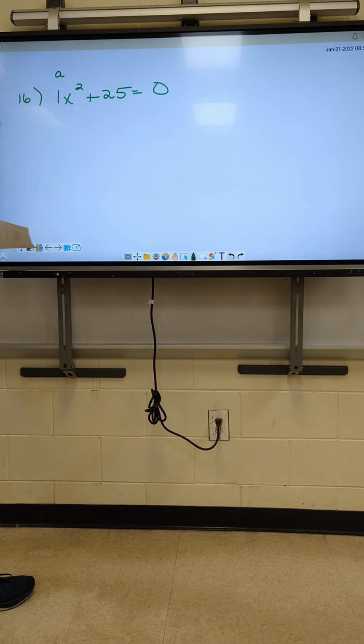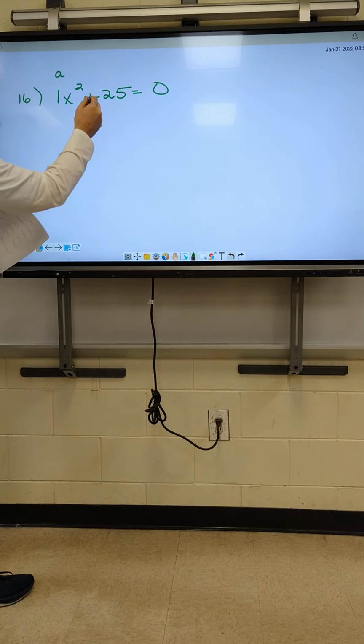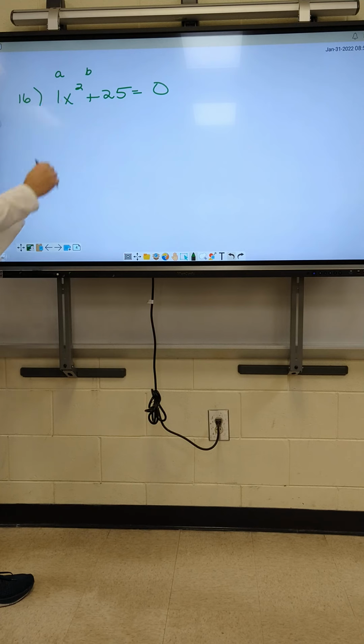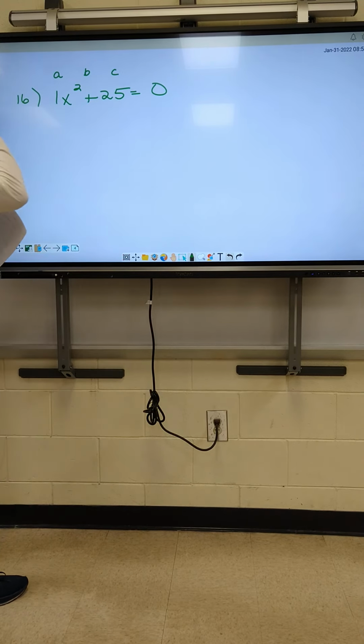Right, because there's a 1 in front of the x squared. What's your B going to be if you don't have an x in the middle? 0, and your C would be 25. So you would have to plug 0 in for B on that one. All right, let's do another one. Let's go to number 10.